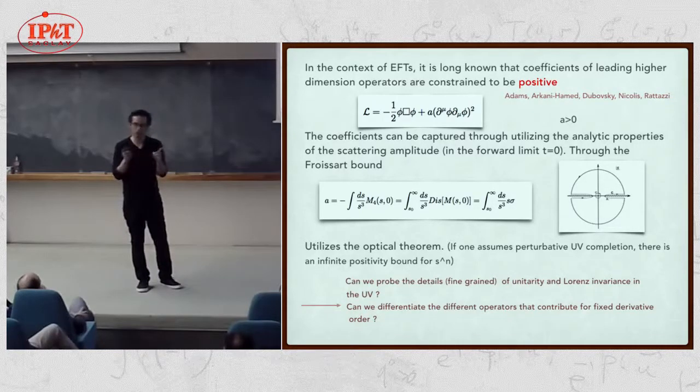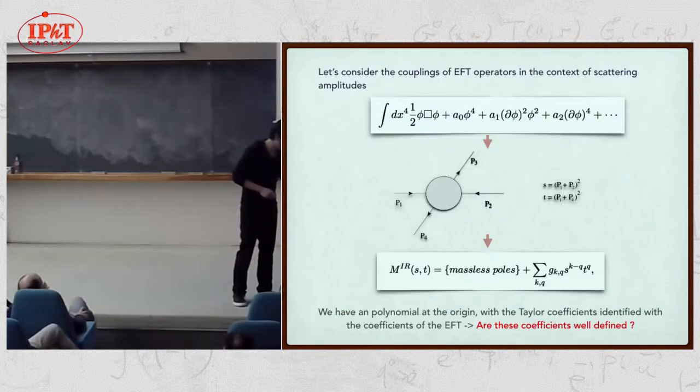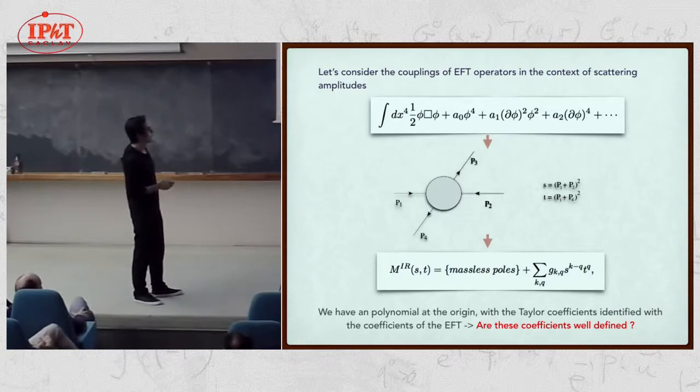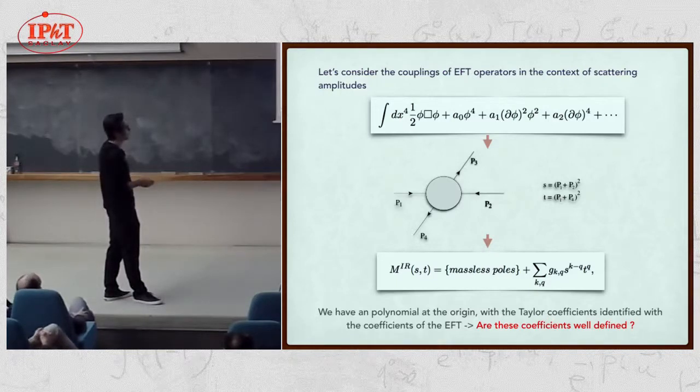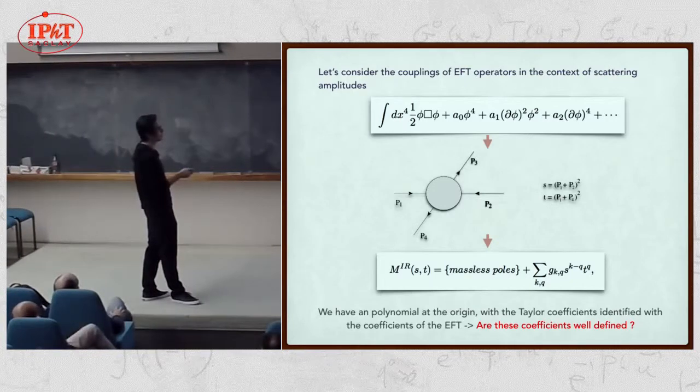Can we actually start differentiating these operators? So these two questions actually nicely combine into a single picture. So in this talk, I'm going to talk about general coefficients for your effective theory. I'm going to map the coefficients of your effective field theory, the higher dimension operators, into the scattering amplitude, of course. And so we know that if you have an effective theory description, that means that in the infrared, your scattering amplitude is given by the presence of massless poles and a polynomial expansion in terms of your Mandelstam variables, where the Taylor series expansion coefficients are going to be linearly related to these coefficients.